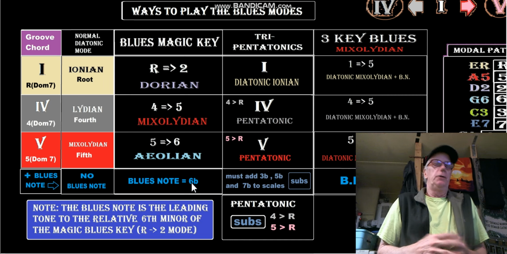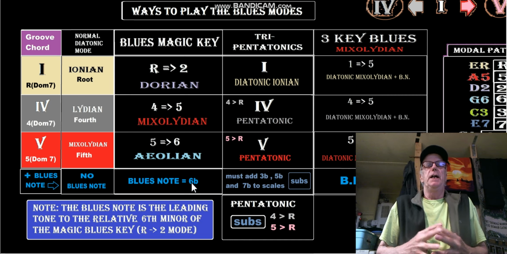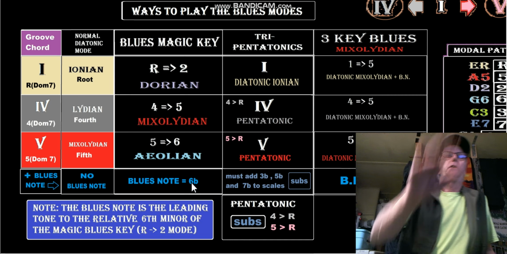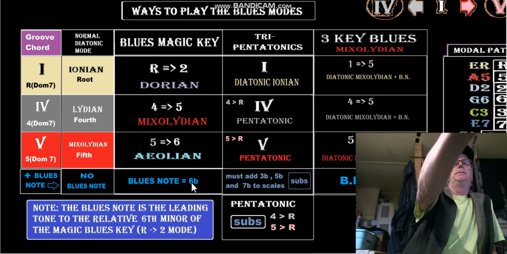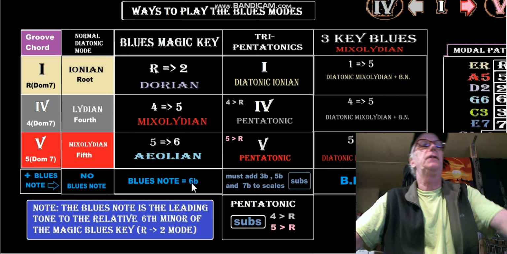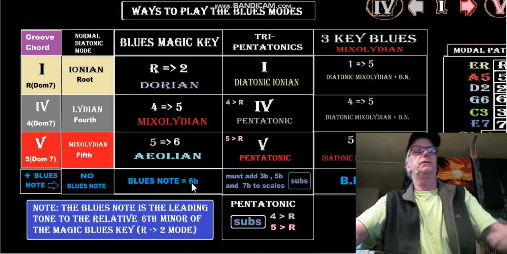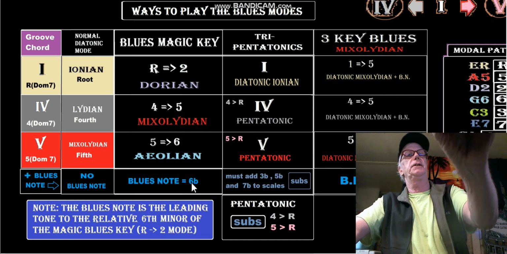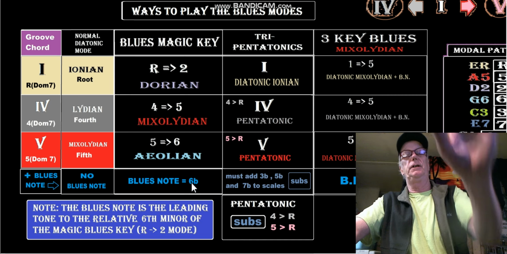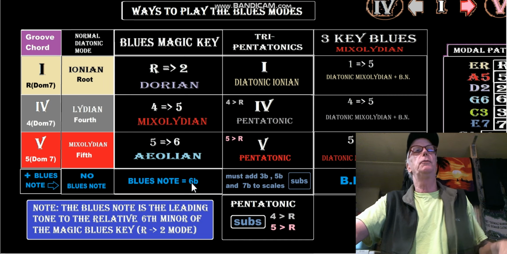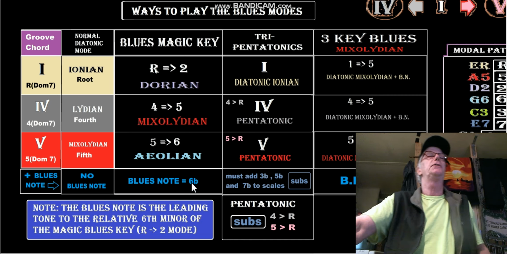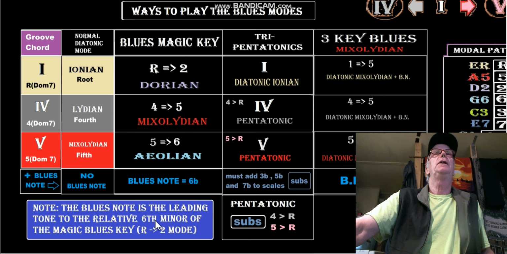If you wanted to know, is a blues note like a tritone or something? Is it a completely crazy note? No. The tritone, which is the F sharp in the key of C, is that super augmented fourth. We have that in the key of C. That's our Lydian fourth right there. But the reason why it sounds so good, I think, is because it is the leading tone of the relative 6th minor of the magic blues key.